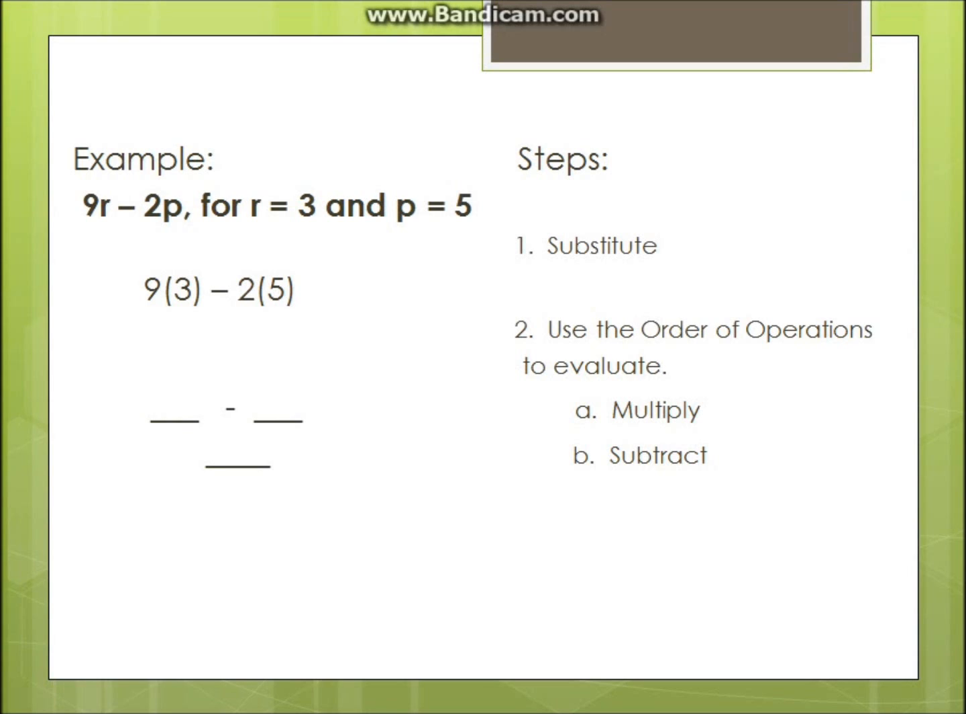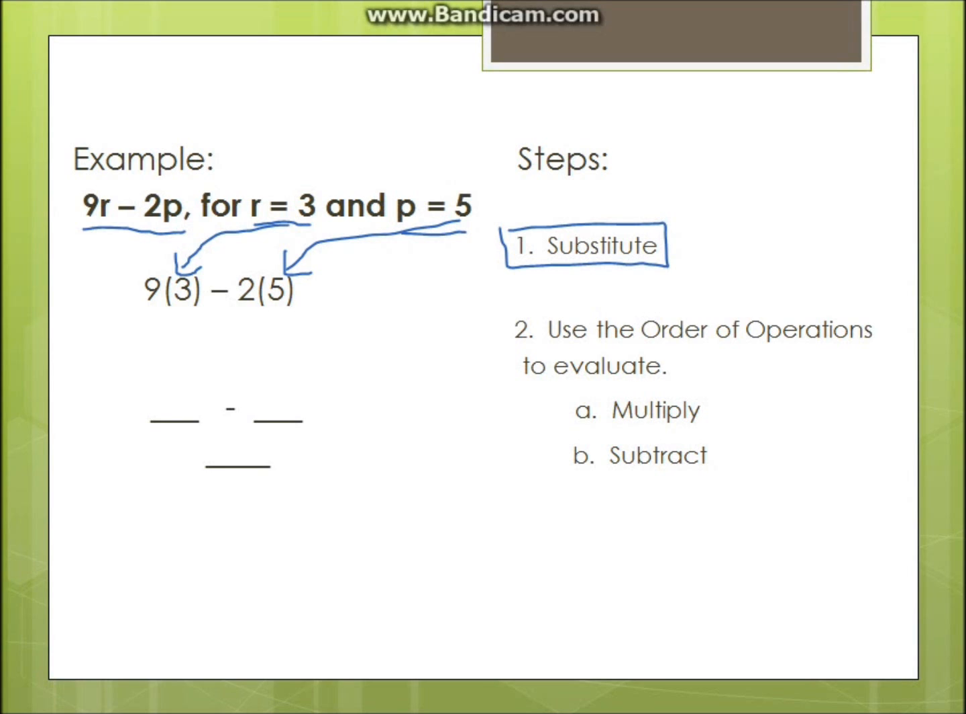All right, so let's go and try some examples. If we look at this first one, we have the expression 9r minus 2p. And we know that r is going to equal 3 and p is going to equal 5. So the first thing that we need to do is do our substitution. Okay? So r is going to be 3, and then p is going to be 5. So you can see where I've substituted into the expression.